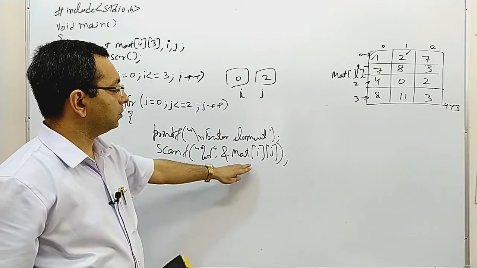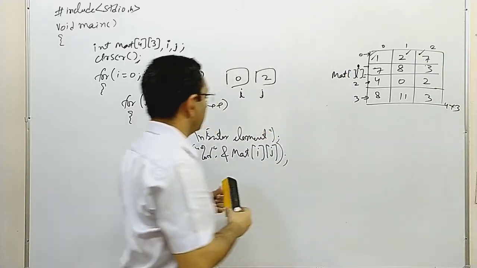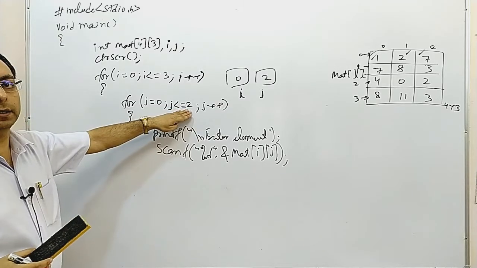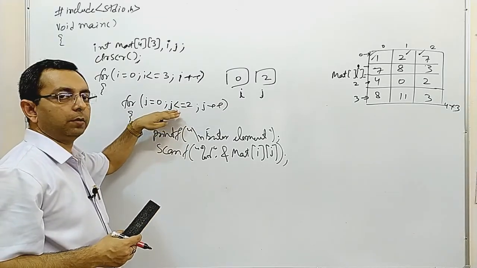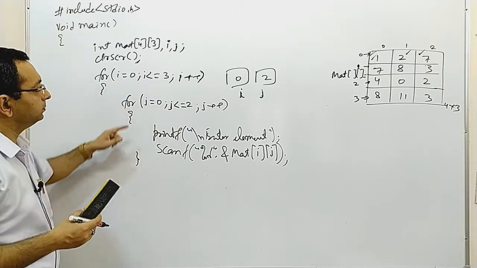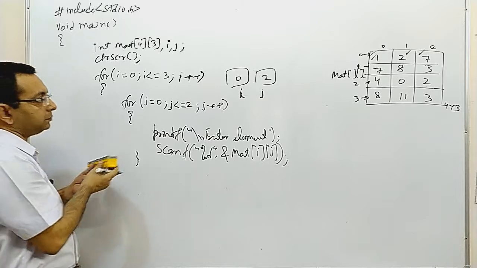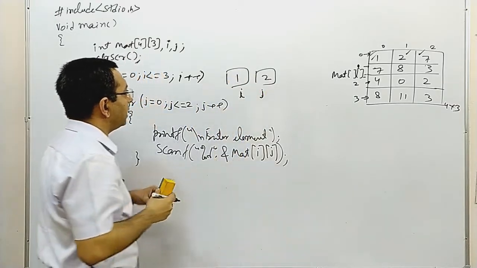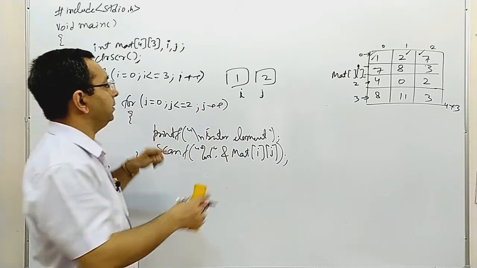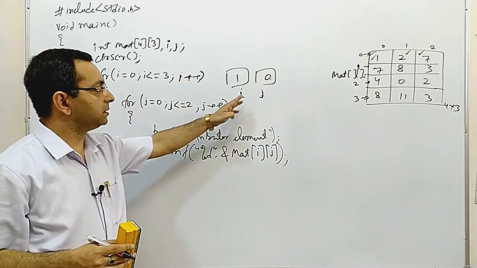Whatever value the user wants to store at 0, 2 will be stored here, and then the loop will be incremented again and it will be 3. But for 3 this condition will fail, so it will not be executed. So we are ending this loop, and the value of I will be now 1. So I will be restarted, and for restarting, the j value will be 0. So now I is 1 and j is 0.